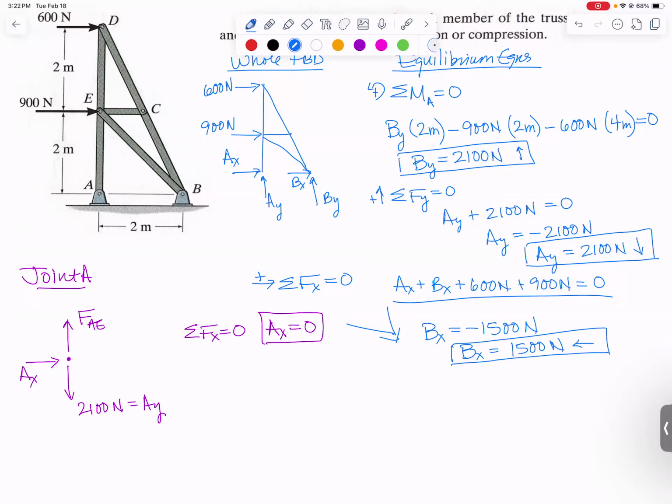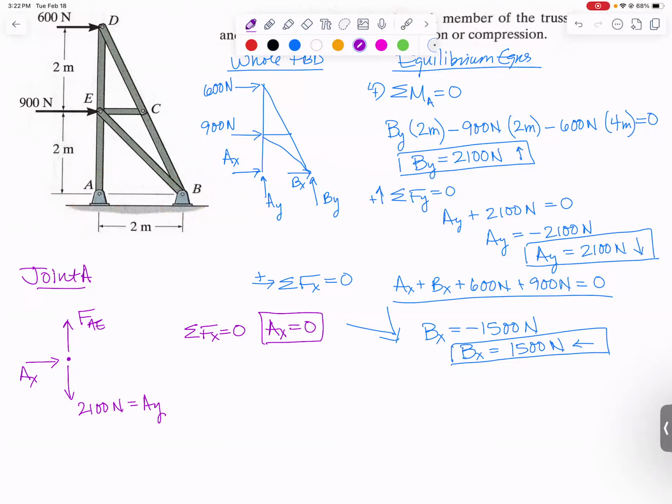So I mentioned last time, if you have more than 3 unknowns in a 2D problem, you can solve for the other unknowns, but you need more equations. You need a more complicated analysis. And here's an example of one where we did have 4 unknowns, 2 at B and 2 at A. We're able to solve for them, though, now that we know a little bit about trusses and 2 force members.